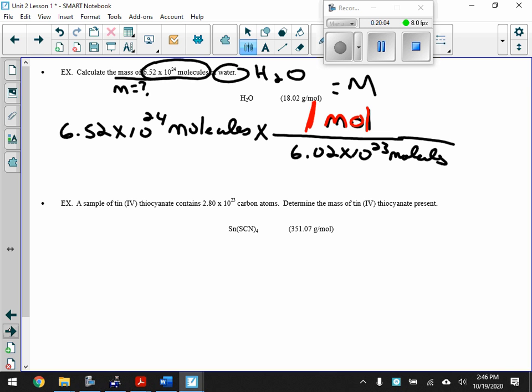Okay? And you want to arrange it so that molecules cancels with molecules, right? The top part cancels with the bottom part. Look, if those two cancel, what are you left with? You're left with moles, right? Which is what we want. We want to get the amount. We want to get to the middle guy, right? When I divide these two, basically I'm going to take this number times 1, which is that number, divided by 6.02 times 10 to the 23.